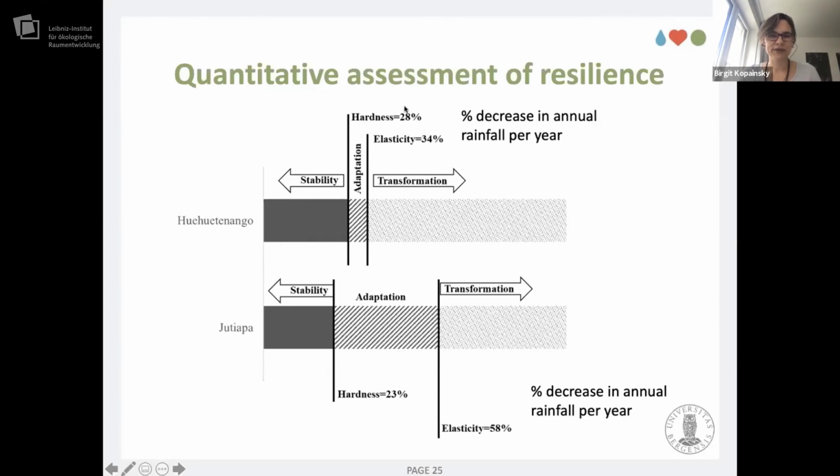And so these percentage values here, hardness 28%, elasticity 34%, what they indicate is that in case study A, the system tolerates a 28% decrease in annual rainfall per year before we see a change in the outcome function. So up to 28% decrease in annual rainfall can be tolerated and compensated by the system before we see a change in the amount of food that can be consumed. In case study B, it's a little less, it's 23%.